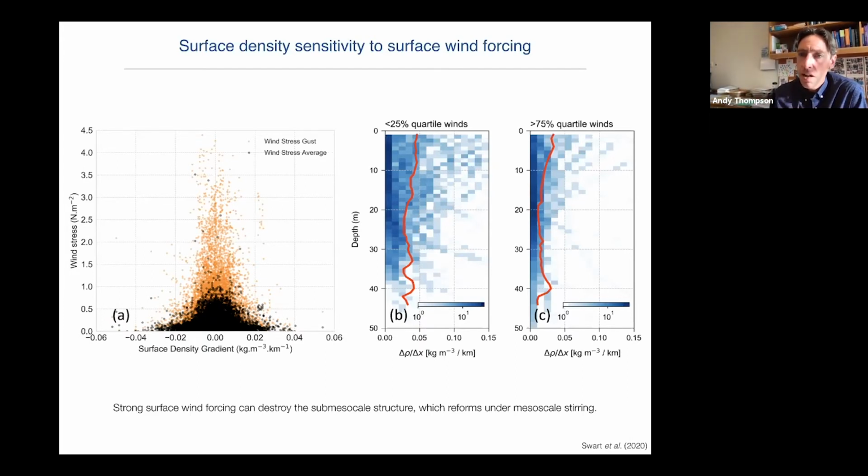Okay, so just in the last 10, 15 minutes, I want to turn my attention away from the marginal ice zone and back towards the core of the ACC. So let me maybe just pause for a few seconds here to see if there are any questions on this part of the talk before I get into the last third.